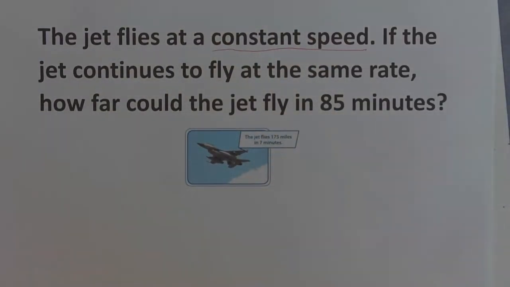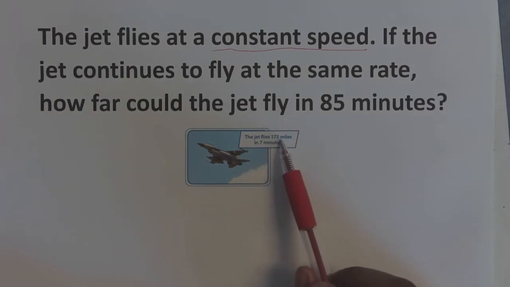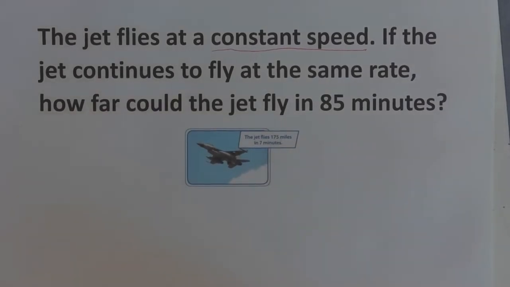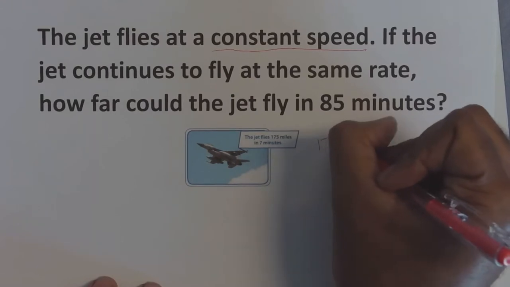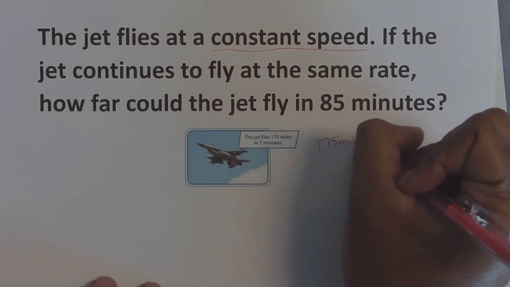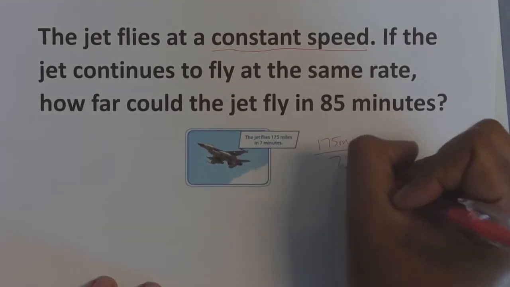What is an example of something that would not travel at a constant speed? One example that I thought about is someone riding a bike down a hill. The rate we are given in this problem is 175 miles in 7 minutes. Why is it difficult to find a rate equivalent to 175 miles in 7 minutes?